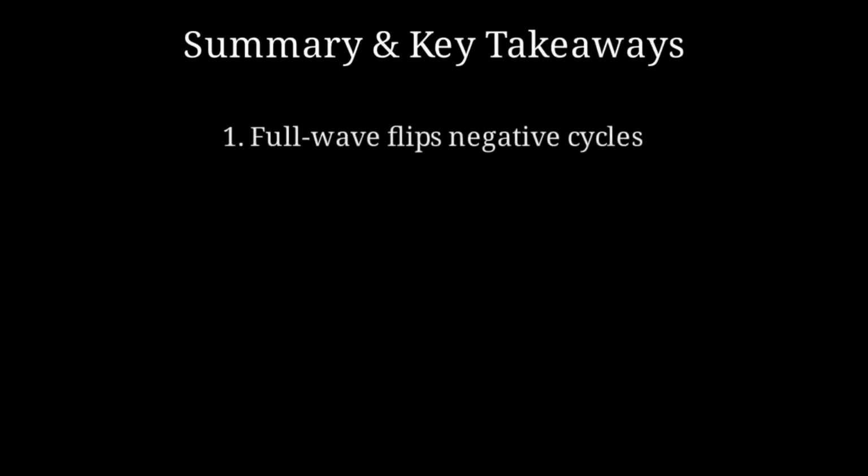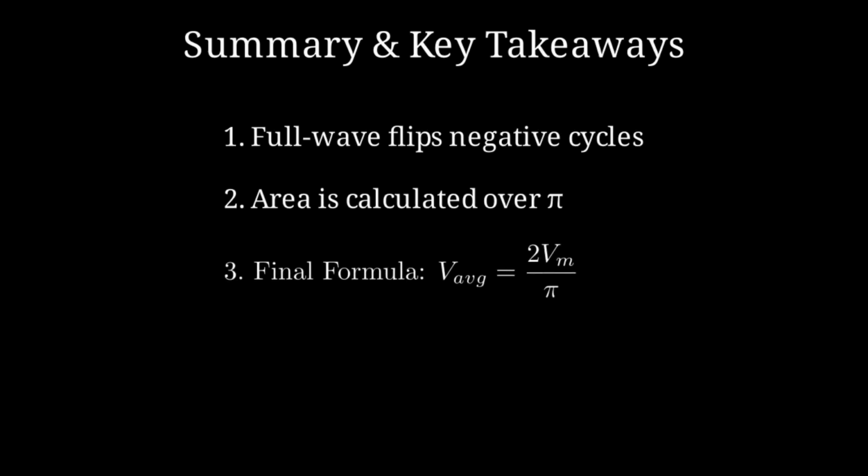To summarize, full-wave rectification provides a continuous series of positive pulses. By integrating the sine function over the interval of pi, we find that the mean value is always 2 times the peak voltage divided by pi, or approximately 63.7% of the peak.